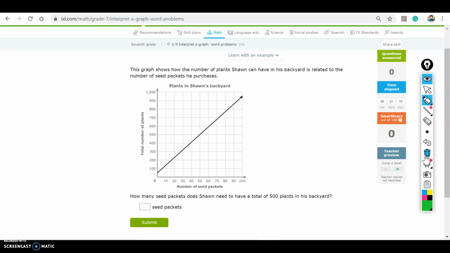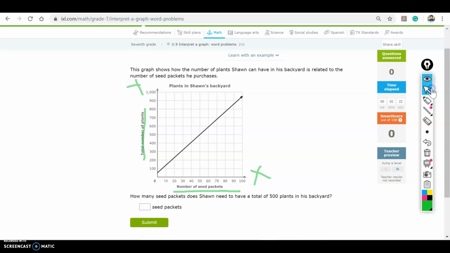So here we go. There are two important things that you need to remember in order to do this skill. The first thing is the labels that you're going to have for the x and the y axis. Look, in this case, for the x axis the label is the number of seed packets, and for the y axis we have the total number of plants. That's important because it's going to be related to the question we would have to answer.